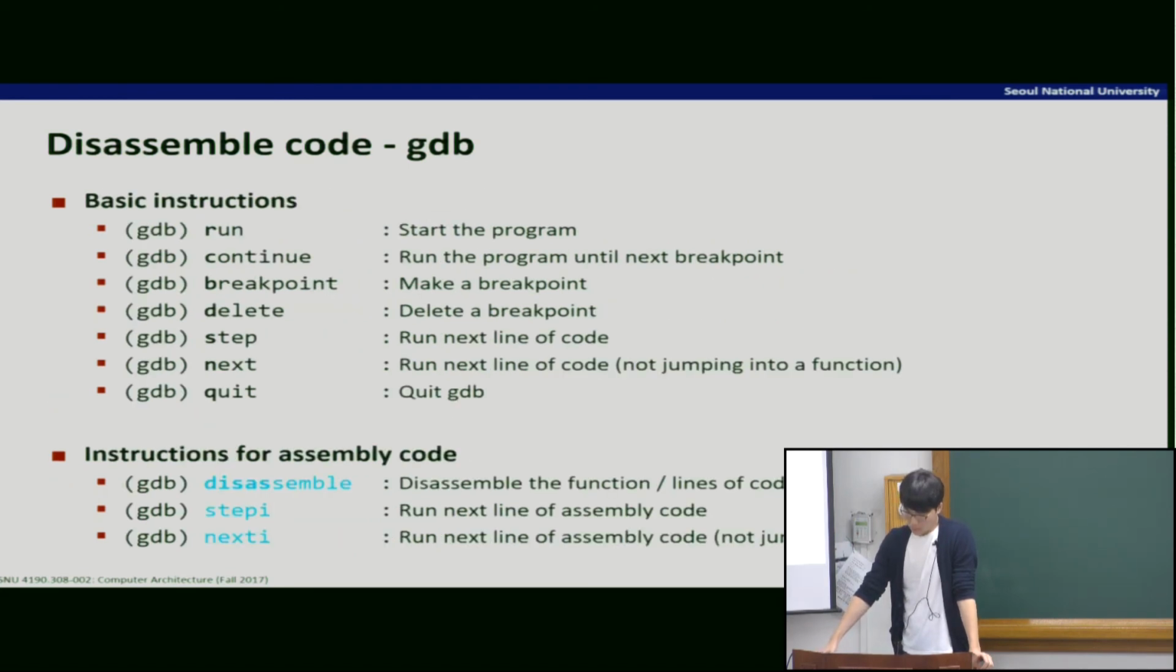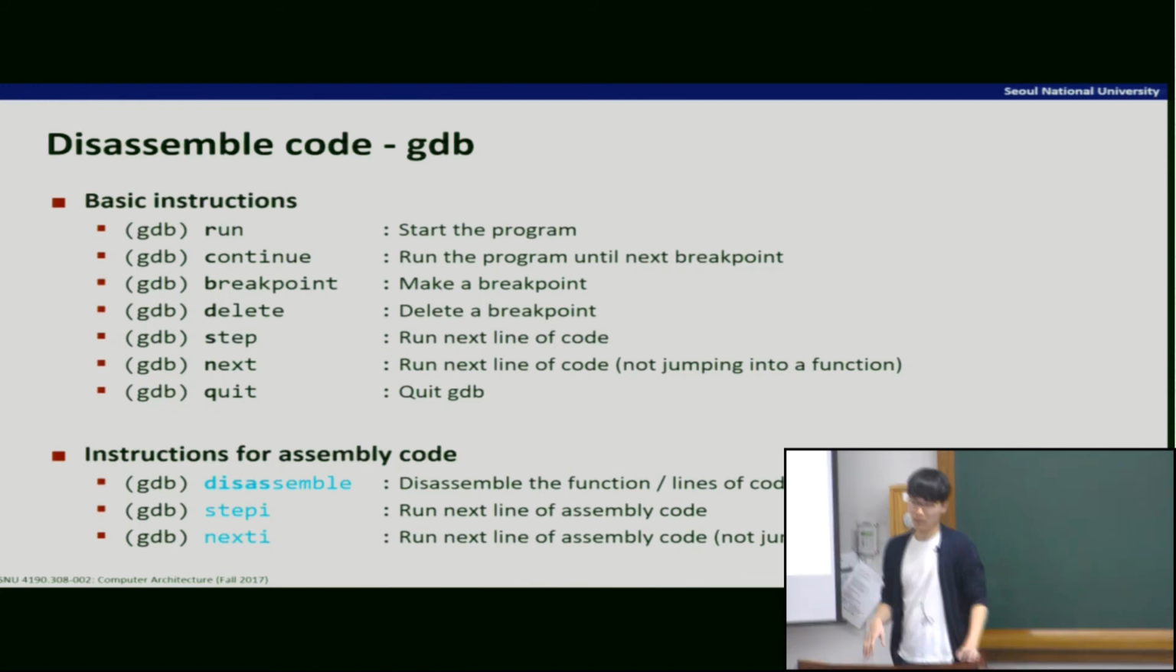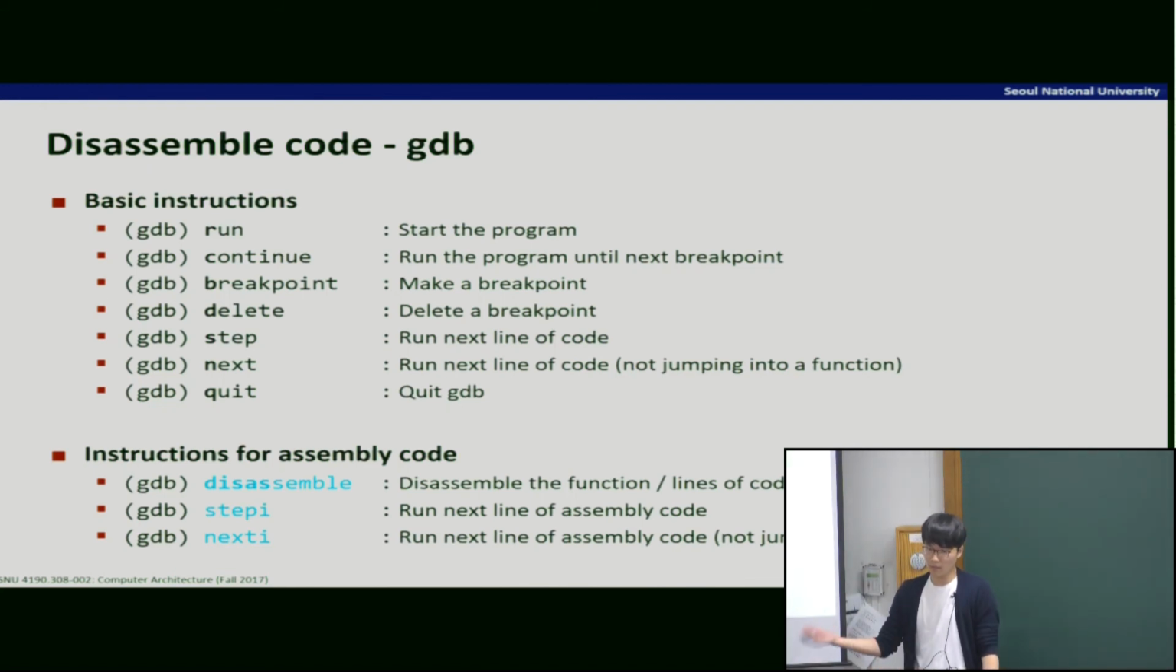Now, I'll let you know the basic instructions for your lab. You usually use these commands. The first is run. Run starts your program until meeting a breakpoint. Continue continues your program from a breakpoint until meeting another breakpoint. The break command makes a breakpoint, and you should enter additional arguments such as a specific address or function name. For example, if you enter break phase_1, then your program pauses before you enter the function phase_1.